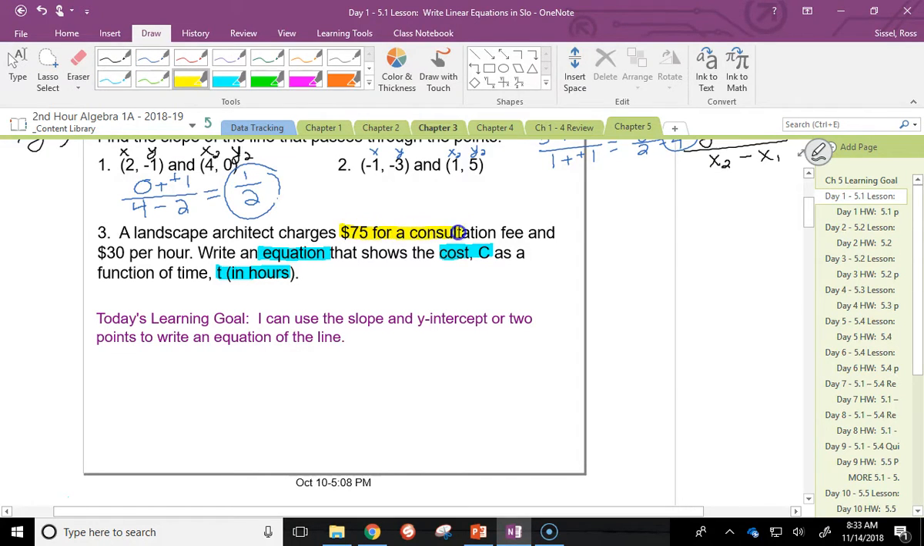This first one, $75 per fee, that is a one-time fee. So when we get that equation, they don't charge that to us every single time. They're going to charge that to us one time. And then anytime we hear a number per, that's usually the one that's going to match up with our slope. It's our rate.